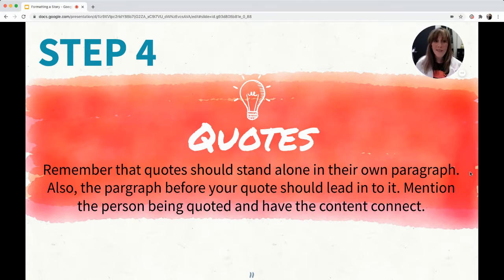We are never, ever, ever going to stack quotes, right? We're never going to go quote, quote. We need a lead and a bridge in there. We got to have the lead and the bridge. And the paragraph should lead into the quote, the parts before that. So that lead and bridge should connect with that quote. If they don't connect with that quote, then it doesn't work. Okay, mention the person being quoted and have the content connect.